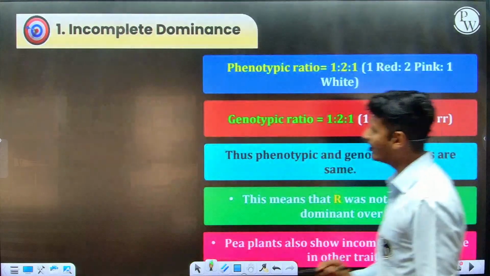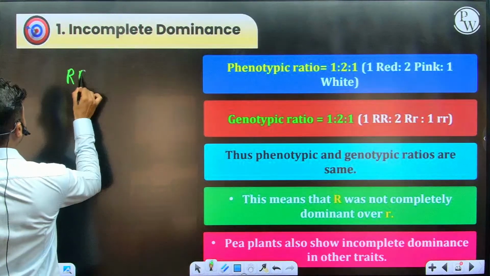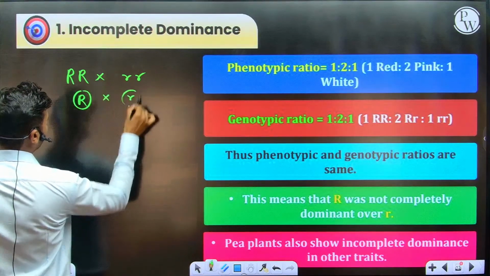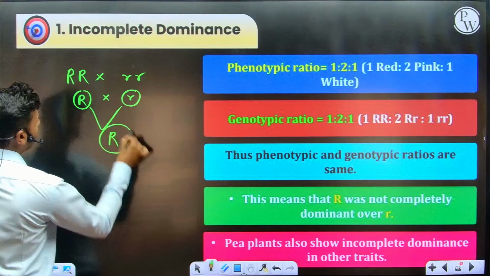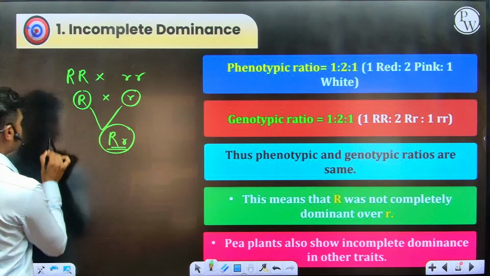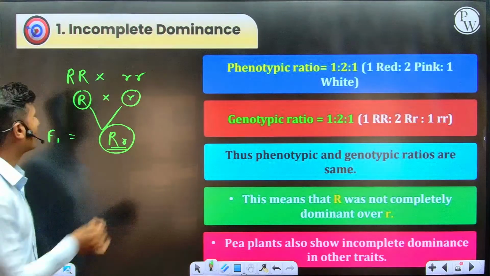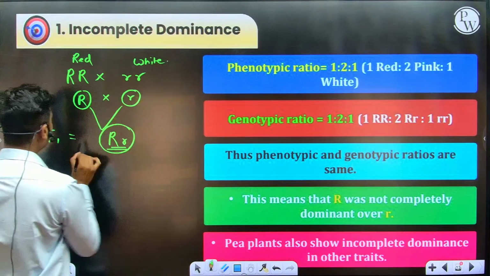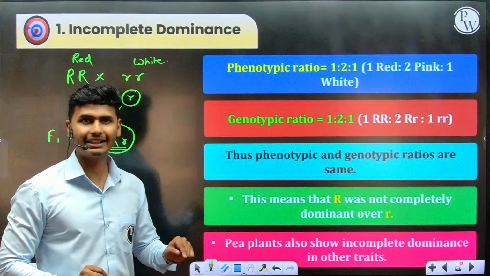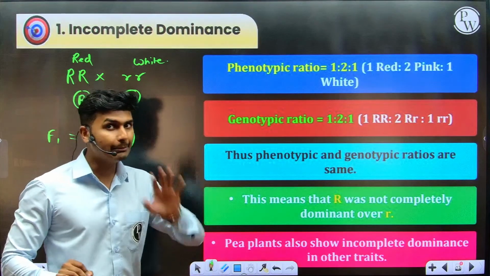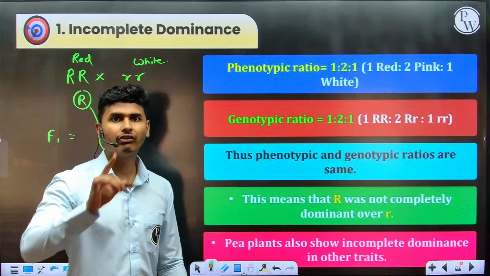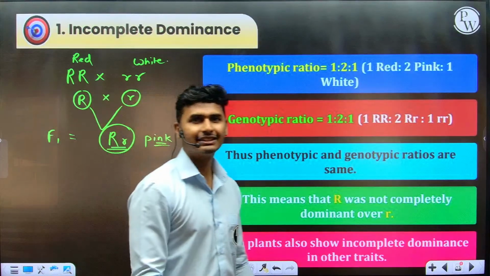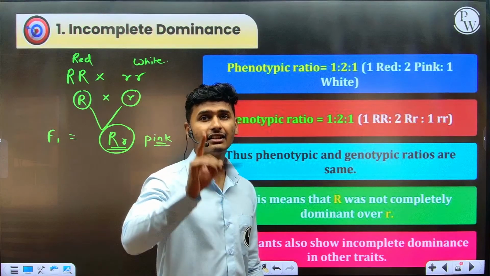So what exactly did Mendel tell us? If red, capital R, crosses with white, small r, there is gamete formation, capital R, small r. According to Mendel, this F1 generation is red because the dominant character is red and the recessive character is white. But practically, they have flowers with pink color. So this is the deviation from Mendel's law of dominance.